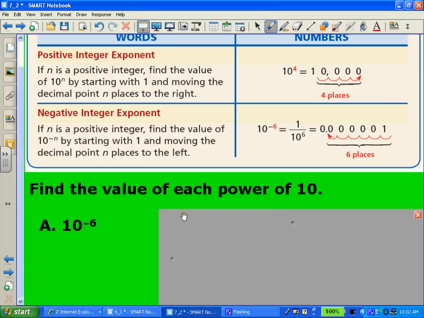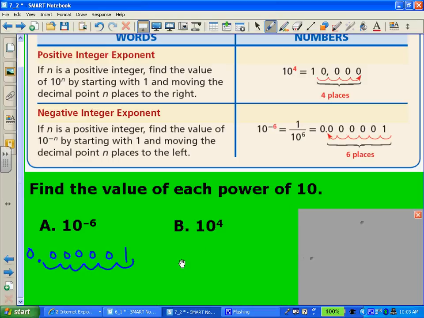So if I have 10 to the negative 6 here, I'm going to start at 1 and I'm going to go back, because it's a negative exponent, I'm going to go to the left 6 spots. Now this is the same as the example in the table, so this one's pretty easy. So I'm going to have a decimal right here, put a 0 before it, and then put zeros in each of my spots. So 10 to the negative 6 is 0.000001.